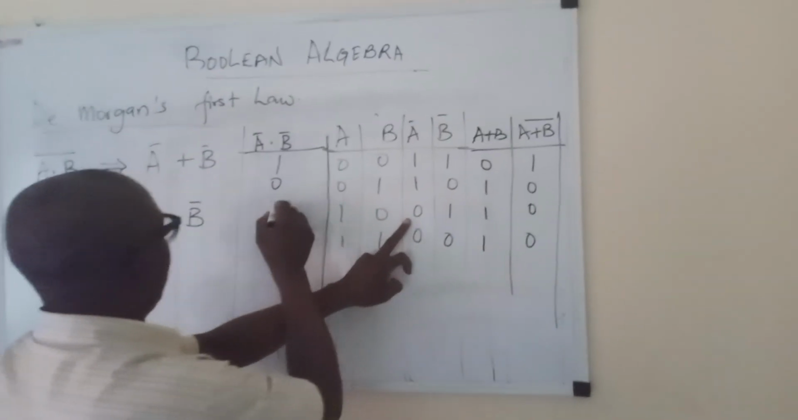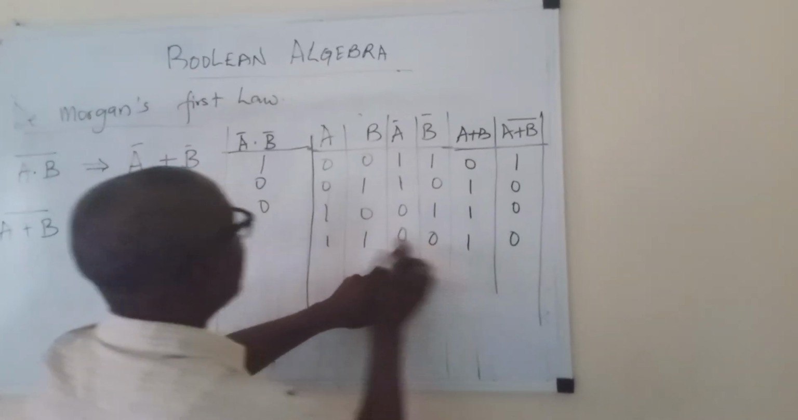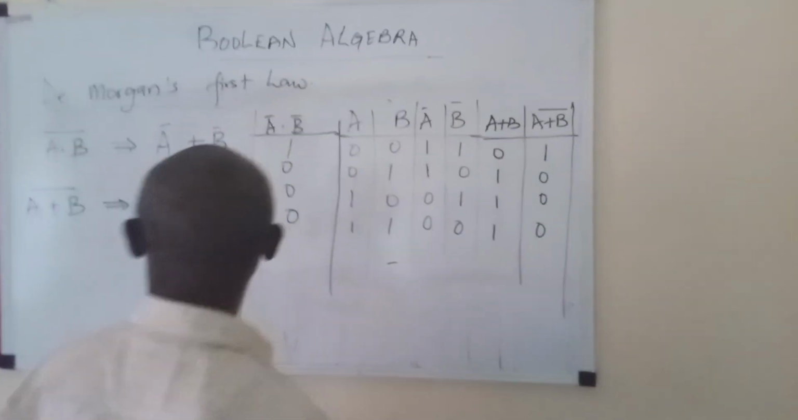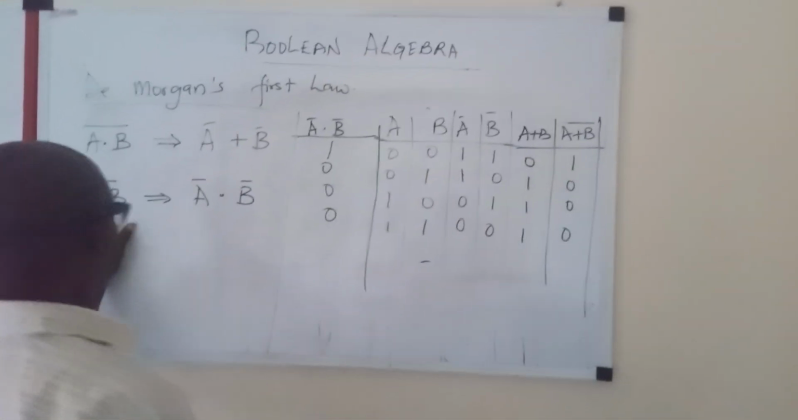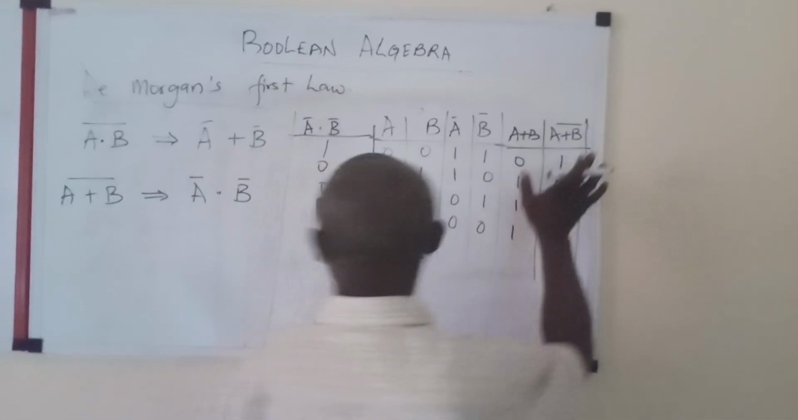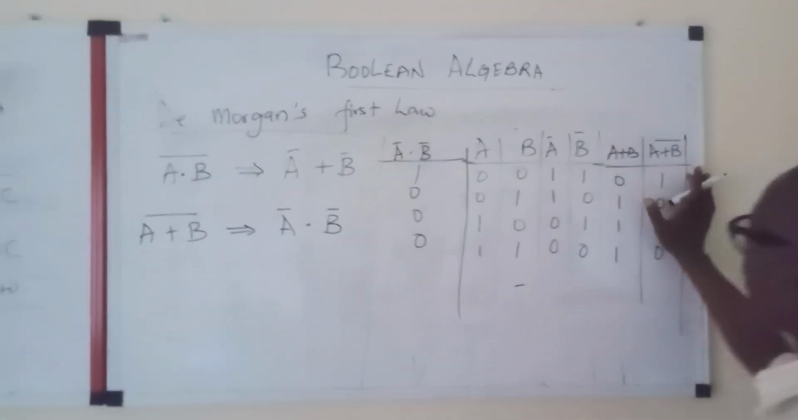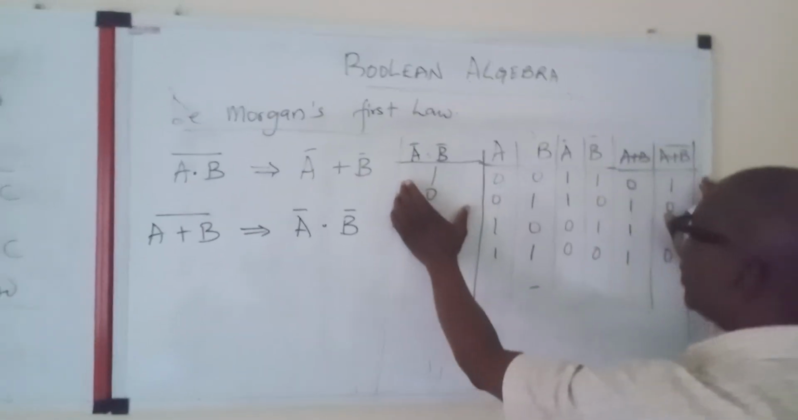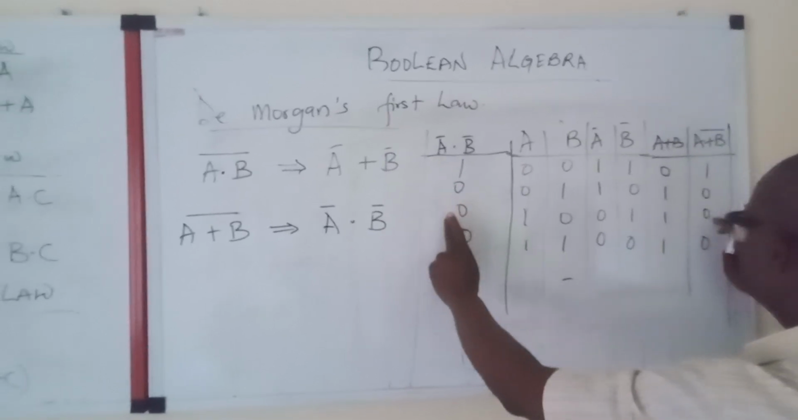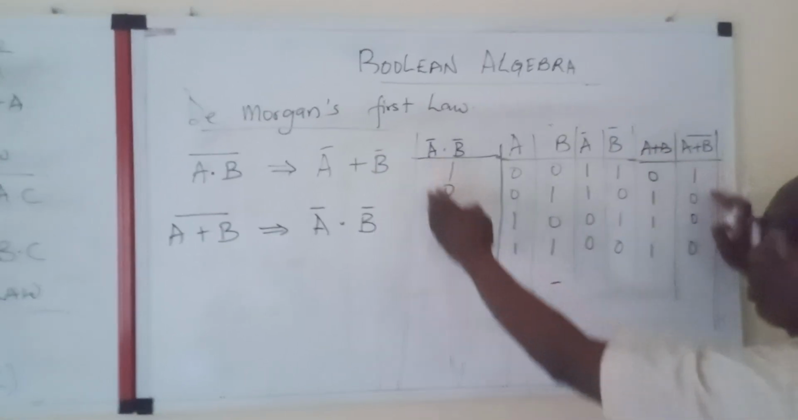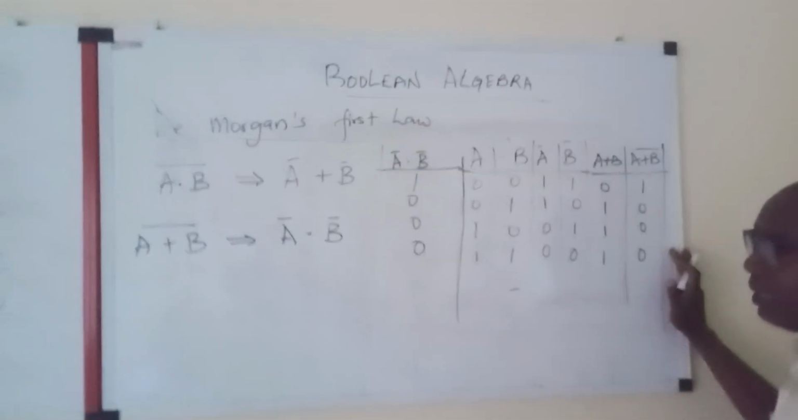And so we have 0 there. Now this is the right hand side, while this is the left hand side. So this is our left hand, and this is our right hand. So when we compare the two, we discover that the two columns are the same.